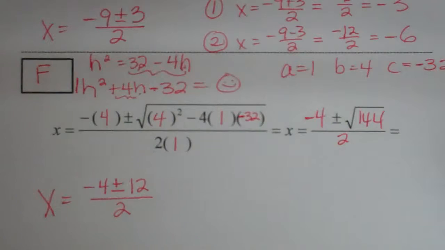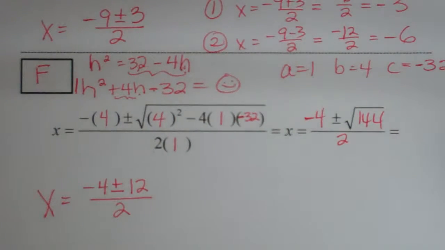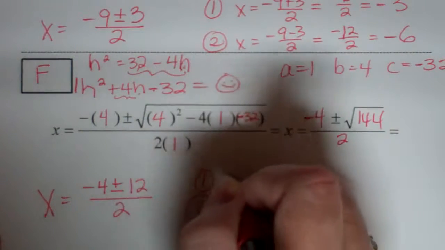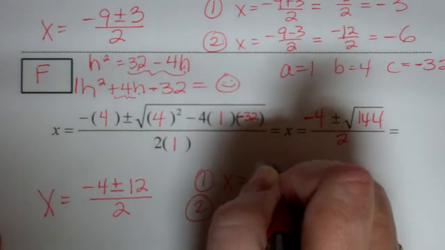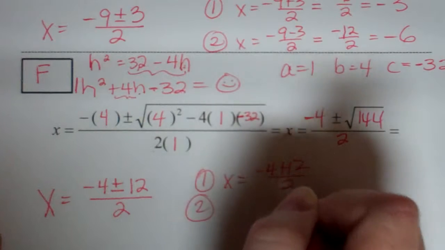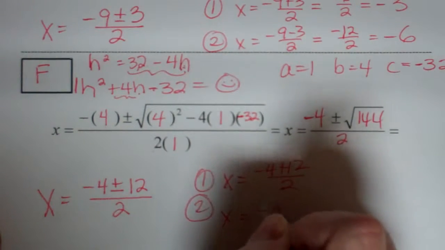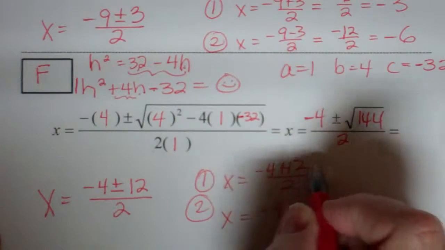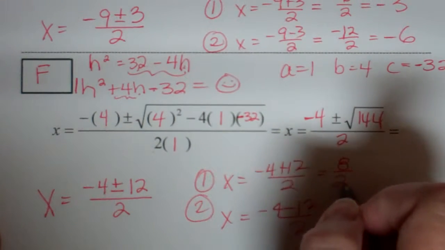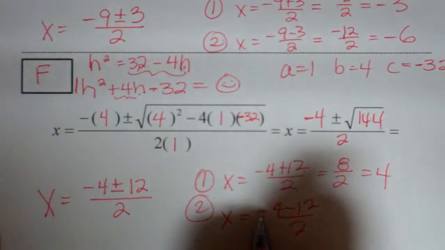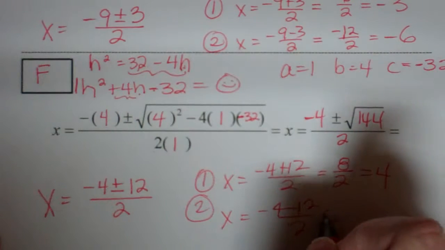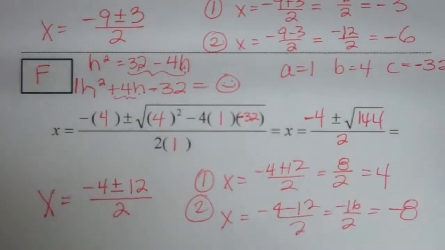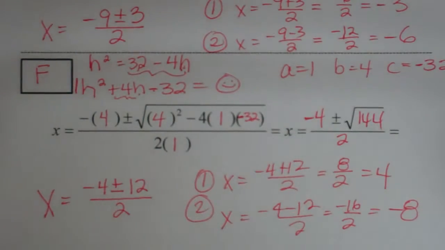Again, pause when you know it's coming so you can see if you can get it by yourself. And so my two answers: x is equal to negative 4 plus 12 over 2, and x is equal to negative 4 minus 12 over 2. Negative 4 plus 12 is 8. 8 divided by 2 is 4. Negative 4 minus 12 is negative 16, divided by 2 is negative 8. Yep, that looks right.